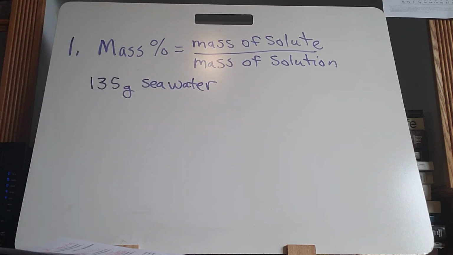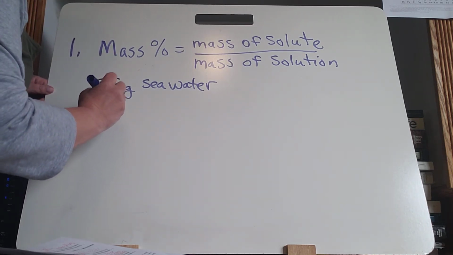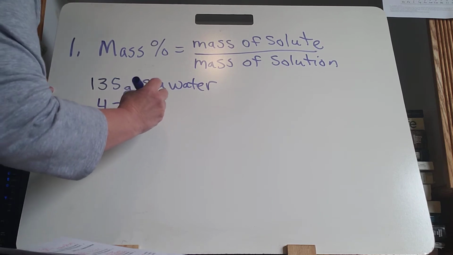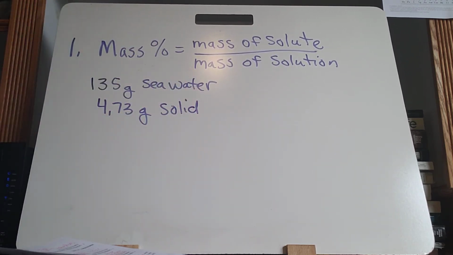And we evaporate that. And when you evaporate it, the water's gone. And we're left with 4.73 grams of a solid. That solid would be anything that's in seawater, which we think is sodium chloride or magnesium chloride. And then it asks us, calculate the mass percent of the solute present in the original seawater.